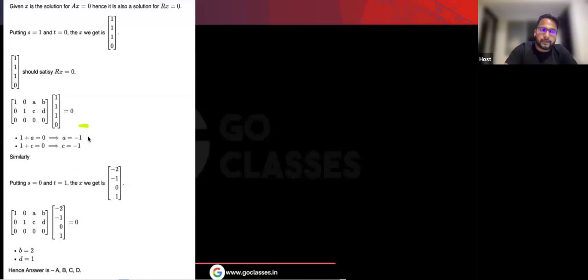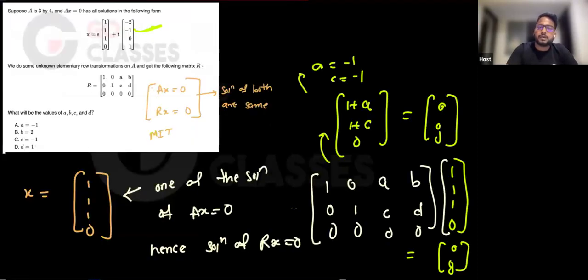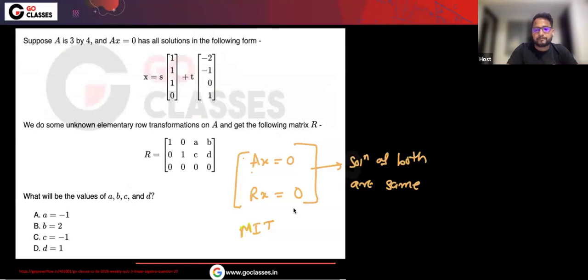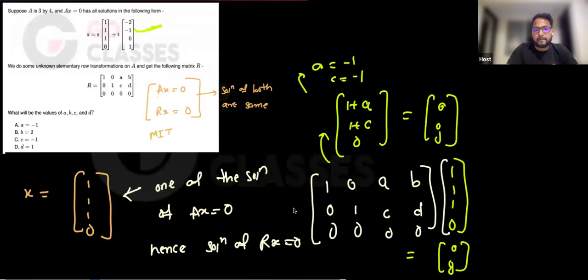So see here, a and c are -1s, and then if you just put this particular vector as solution of Rx equal to 0, then you will be getting values of b and d. Okay. So isn't it, this particular question was very good. How did you find this question? This question I've taken from MIT. So this was actually a very good question. Okay, just testing on the basics, that it should be clickable in your mind that Rx equal to 0 and Ax equal to 0 have the same set of solutions, right? Okay. So I hope that is fine.